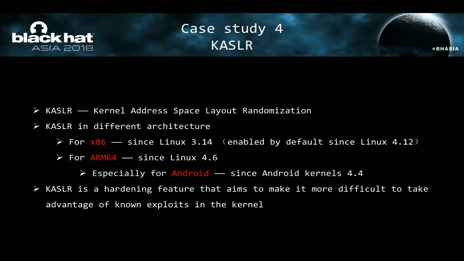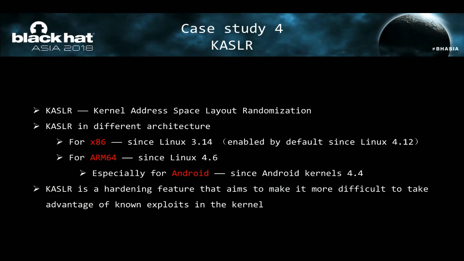Okay, let's go to session 1, KASLR background. As we all know, KASLR is short for kernel address space layout randomization, and the concept of it has been around for a long time. The period of introduction of the KASLR feature is different for each architecture. Linux has supported KASLR on x86 since version 3.14. But this feature is turned on by default from Linux 4.12. KASLR for ARM64 has only been available upstream since Linux 4.6. Especially for Android, it makes KASLR available in Android kernel 4.4 and newer.